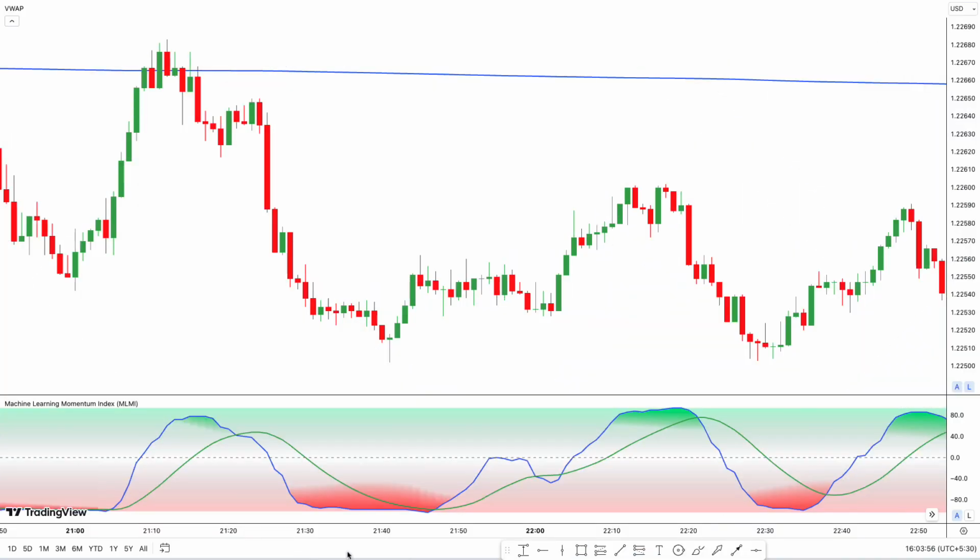First, the blue line of the MLMI oscillator should cross under the green line from the top, which is a clear signal to sell. Also, the crossover should be in the green zone. This suggests that the market is overbought and due for a downward correction.